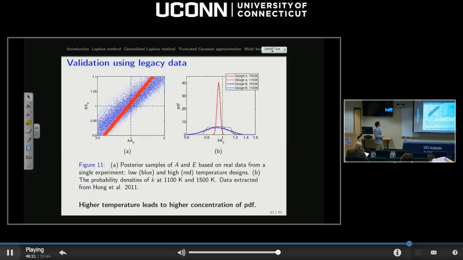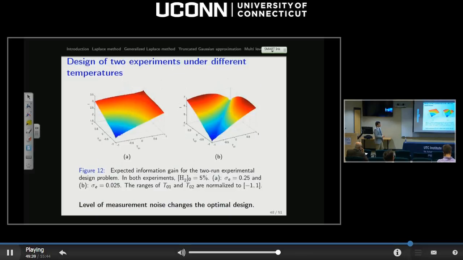And here I show a validation of the design results using some legacy data. Here is the result of doing two experiments. We fixed the concentration of hydrogen at the maximum value, and we chose to design two temperatures in two different experiments. We can show that if you have a big measurement noise, you have a maximum information gain at the highest temperature. You should do your experiment at the highest temperature in both experiments.